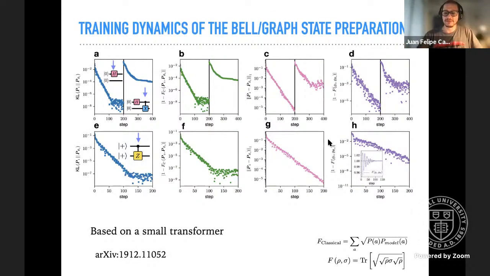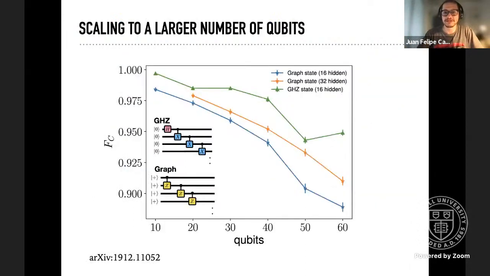And then, okay, so this is 2 qubits, but we wanted to go bigger because the idea is to scale these simulations. And we went up to 60 qubits. It's not a very easy calculation, but nevertheless, what we saw is that as we make the number of qubits bigger, you get lower and lower classical fidelity, but the drop is not too high.